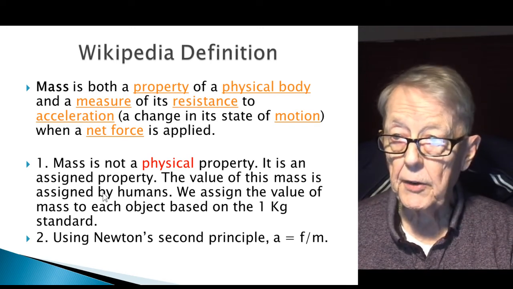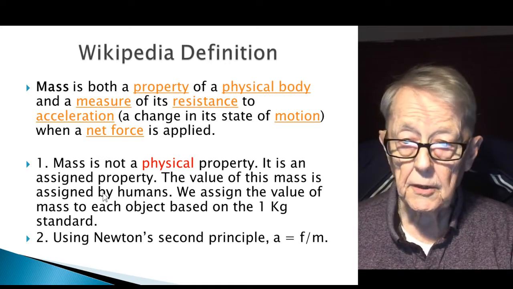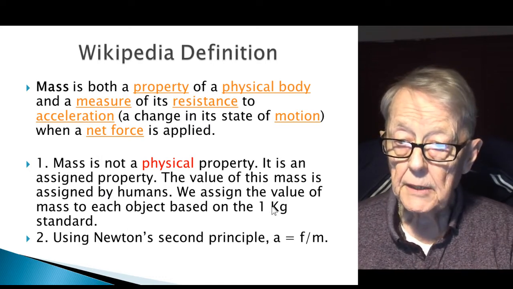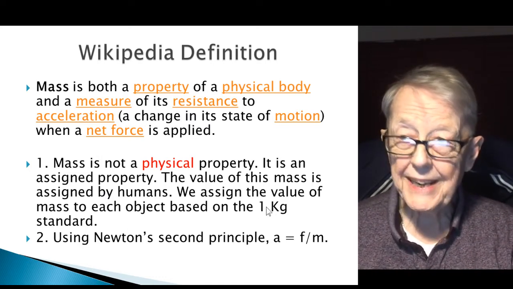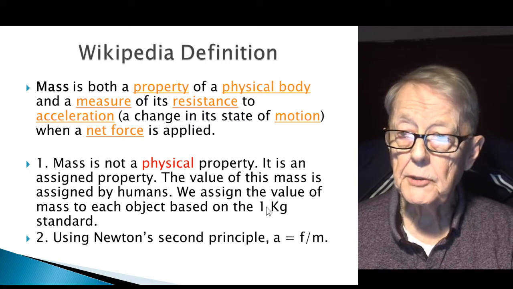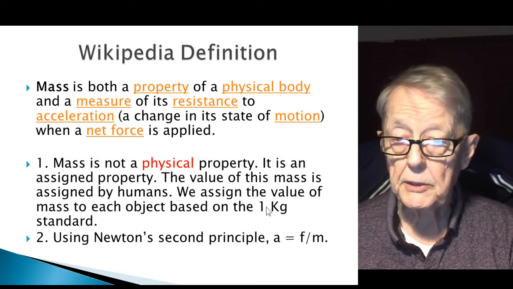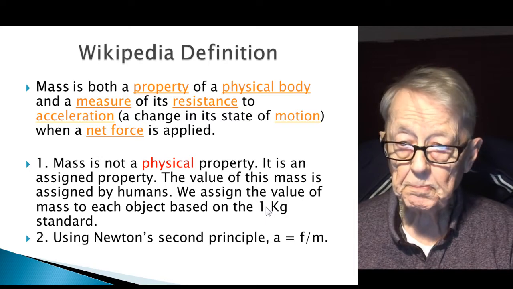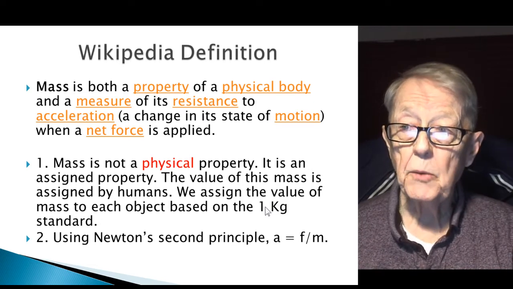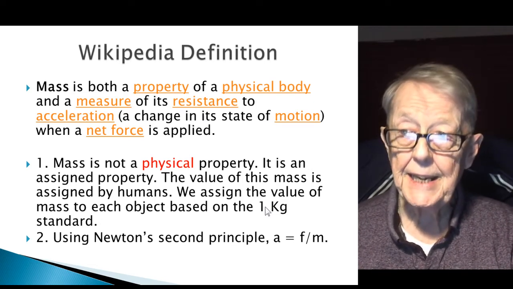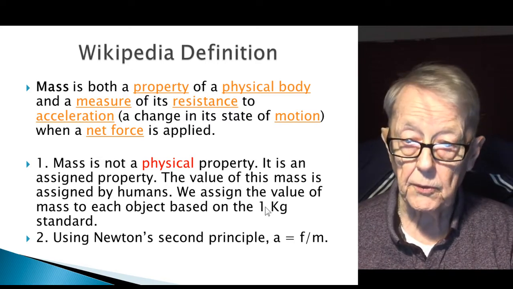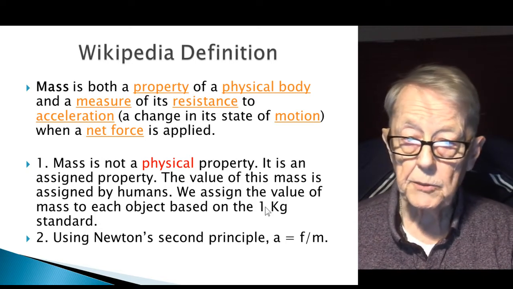We assign the value of my mass or yours or the mass of the Earth based on the 1 kilogram standard. There is a specification for building a 1 kilogram object. It's 90% platinum, 10% iridium, and it has a special shape, a special size, volume. And when we get all done building it, we take a Sharpie and we write on it 1 kilogram. If that's not assigning a value of mass to an object, I don't know what is. And then we compare our mass to this 1 kilogram standard.